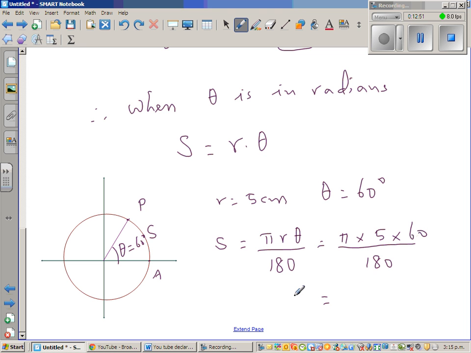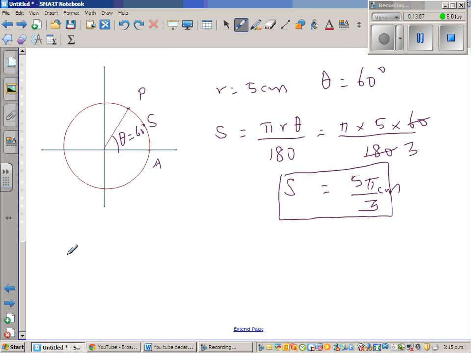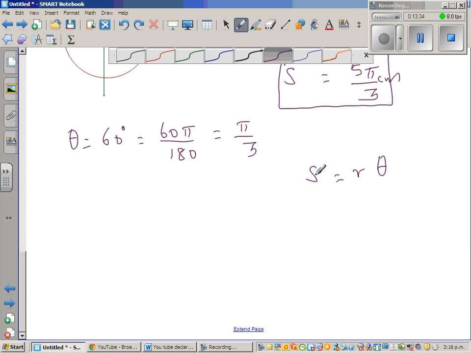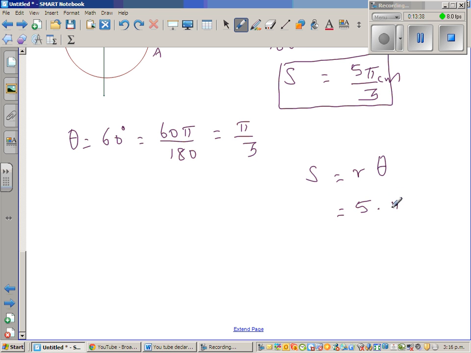We'll write the answer in pi. So 60 goes into 180 three times, so S is 5 pi by 3. So the length of the arc is 5 pi by 3 centimeters. But now theta, which is 60 degrees, if you want to change this into radians, becomes 60 pi over 180, which is pi by 3. So the same formula, S is equal to r times theta, which is 5 times pi by 3, so S is the same, 5 pi by 3 centimeters.